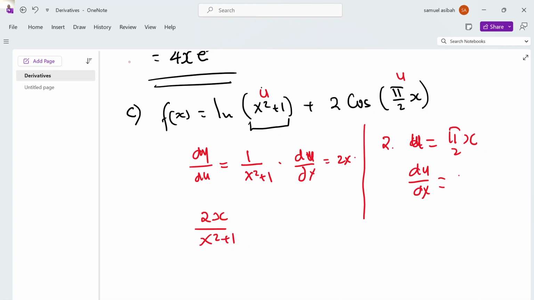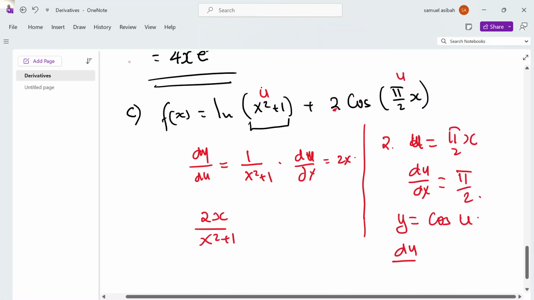Is equal to pi over 2, because it's a constant. Then look at y. Our y is equal to cos u. Our 2 is a constant, remember? Our 2 is a constant there, so it is equal to cos u. So dy over du is equal to negative sine of u.